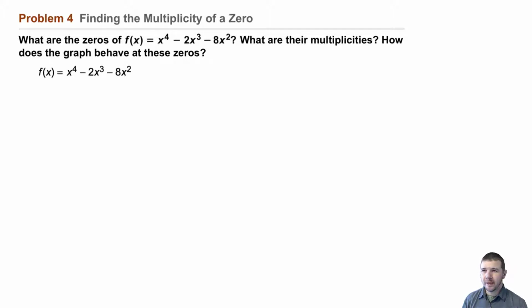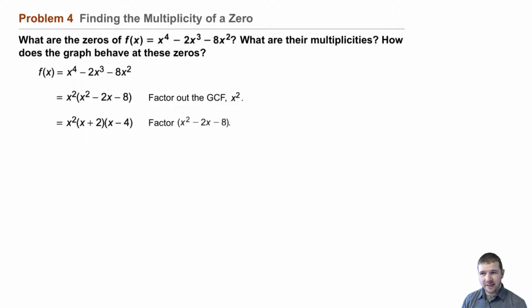Well, first, rewrite the function f of x equals x to the 4th minus 2x cubed minus 8x squared, and factor out the greatest common factor, in this case x squared. The expression on the right now becomes x squared times the trinomial x squared minus 2x minus 8. So we'll factor that quadratic trinomial in parentheses. In this case, it factors into two binomials. So we arrive at x squared times (x plus 2) times (x minus 4).